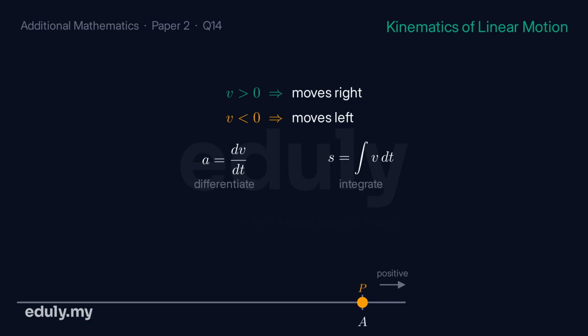We also use 2 tools. Differentiate the velocity to get acceleration, integrate it to get displacement. And the particle is furthest along exactly when it stops, where the velocity is 0.